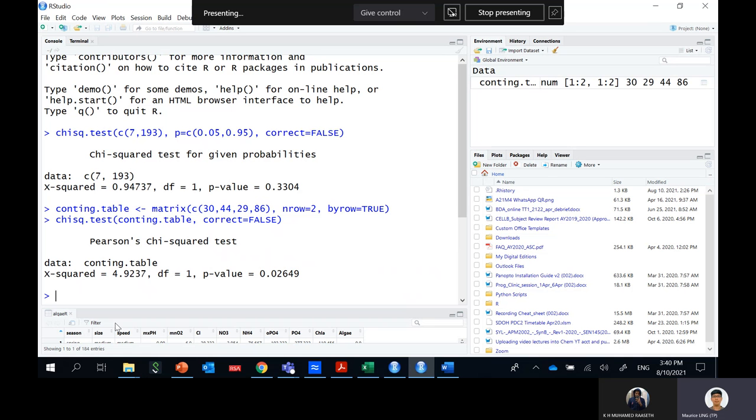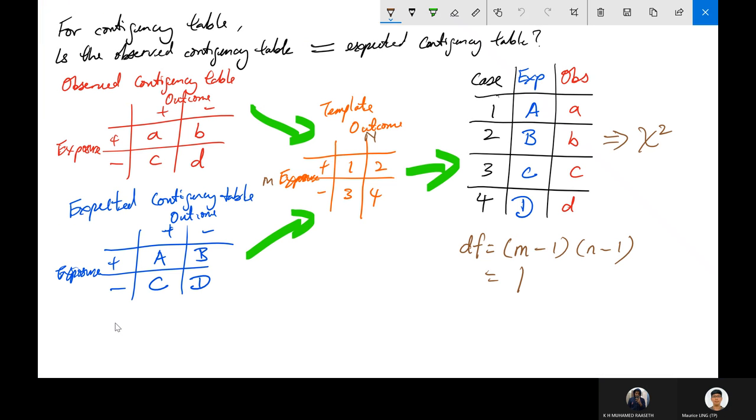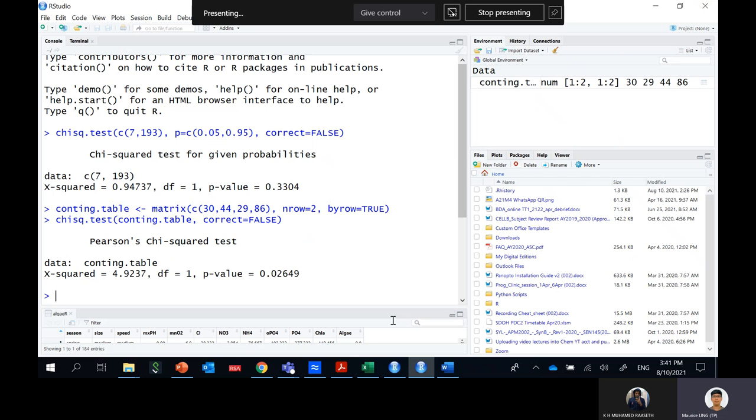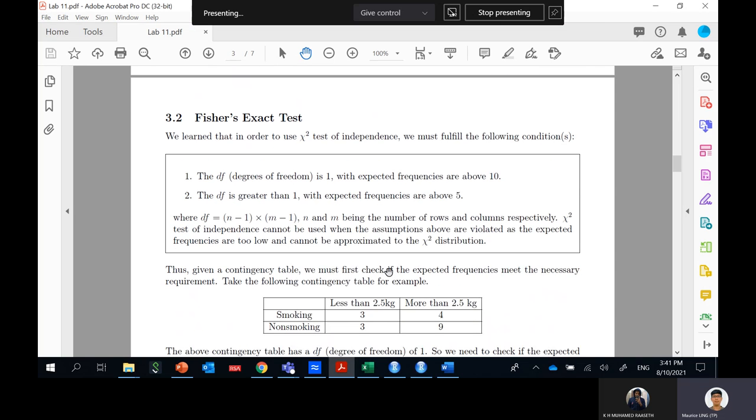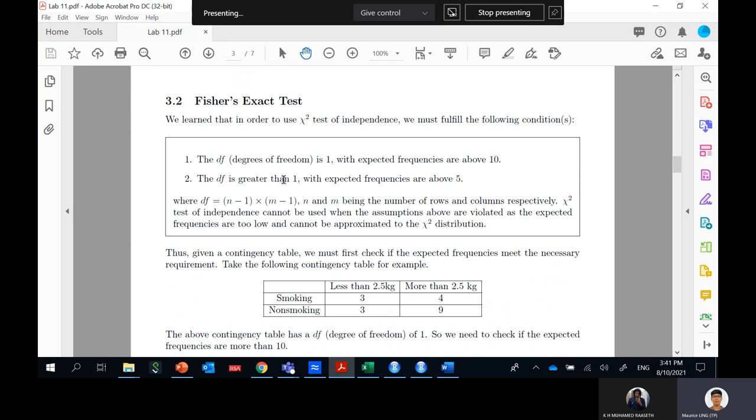So from chi square, when do you use Fisher exact test? So if you look at the criteria, when do you use your Fisher exact test? When degrees of freedom equals to 1 and expected frequency above 10. Or when it's higher. So it generally means that you use your Fisher exact test for small data size.